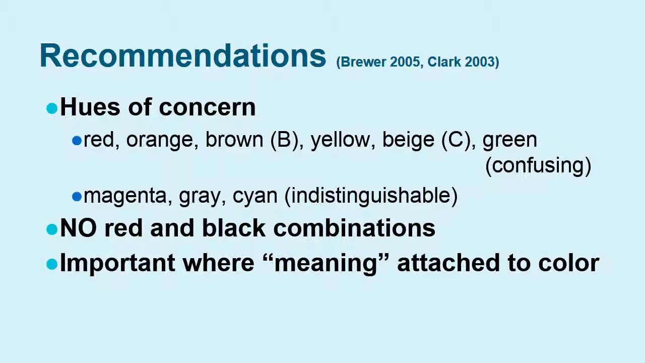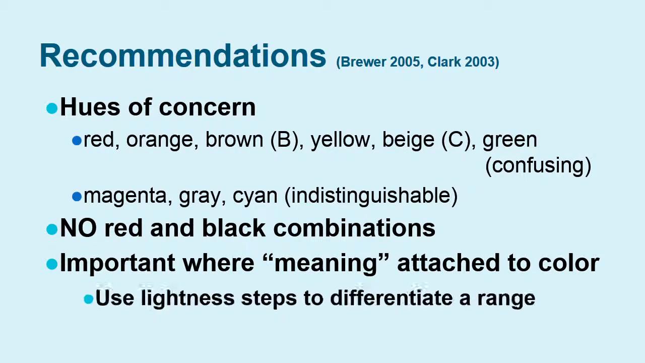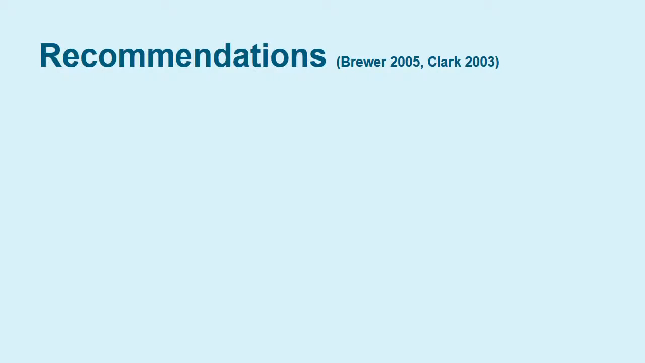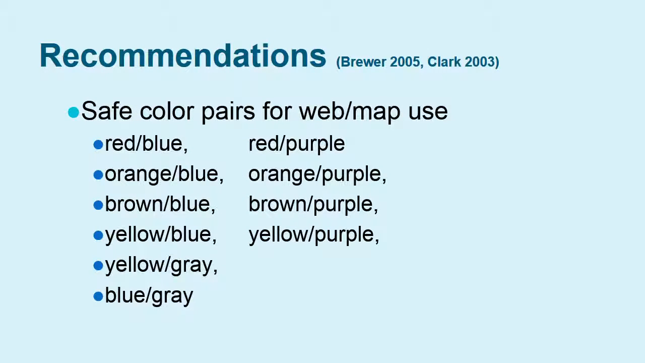And again, this only matters where there's meaning attached to the color, right? And we can use lightness to differentiate. If we can find a hue that works, we can use lightness steps to differentiate that range of importance. I'm going to go through this pretty quickly. I'm not going to mention all these, but just so you know, in either of these publications, you can see this list of color pairs which are recommended, which should work for most populations.